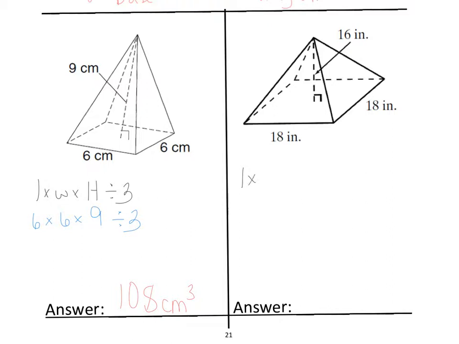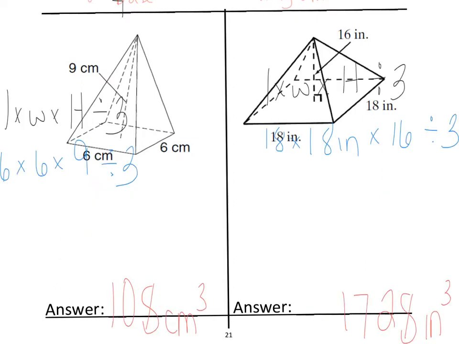For the other pyramid, we write out our formula. And if you prefer to use times 1/3 instead of divide by 3, you're absolutely able to. The length of the base is 18 inches and the width of the base is 18 inches because we're dealing just with square pyramids. The height of the pyramid, the one going straight through the apex all the way down to the bottom, is 16. And we know we have to divide by 3, and that gives us a volume of 1,728 inches cubed. Again, that means that it's going to take 1,728 cubes that measure 1 inch by 1 inch by 1 inch to fill up that pyramid.